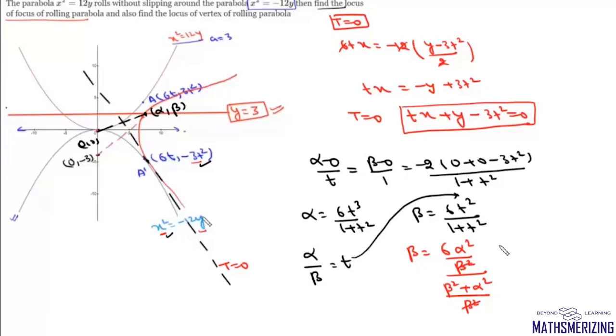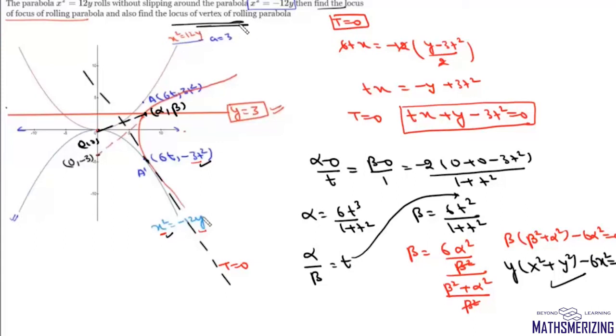So we can write this equation as beta into (beta square plus alpha square) minus 6 alpha square equals 0. Now in the end, we'll replace alpha with x and beta with y. So we get this locus as y into (x square plus y square) minus 6x square equals 0. And that is the locus of the vertex of this rolling parabola.